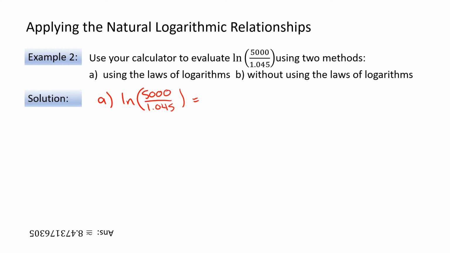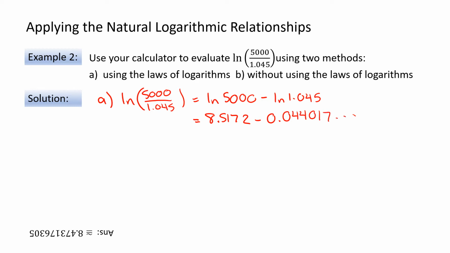These are subtracted from one another because they're divided. So it becomes the ln of the function in the numerator, 5,000, minus the ln of the denominator, 1.045. And if you do this, the ln of 5,000 is 8.5172. And the ln of 1.045 is 0.044017.